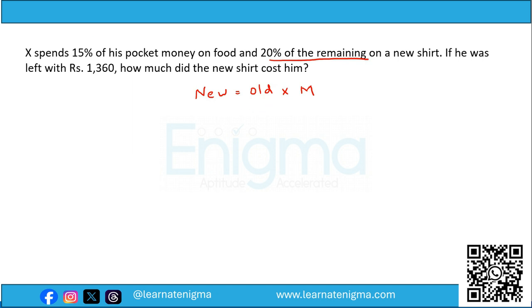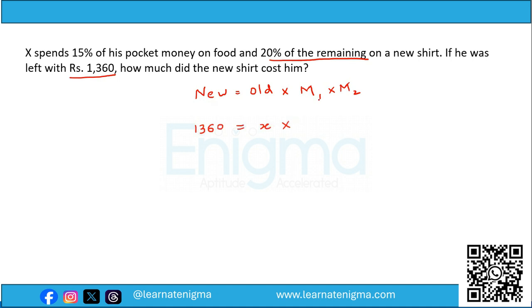Now because there are two percentage expenses or changes, there will be two multipliers. Now it is mentioned that he is left with rupees 1360. That means this amount will be the new amount. So let's find out the old value first. So 1360 is equal to, let's assume old value as x.